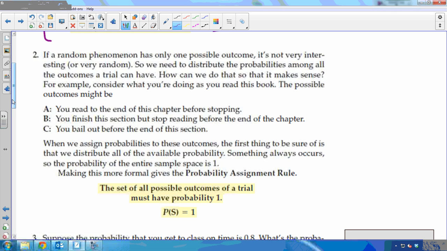If you have multiple possible outcomes, the probability has to be distributed between those possible outcomes. So since the probability can never be greater than 1, all of the events have to add up to a probability of 1. So all of the possible outcomes have to equal 1 when you add them all together.